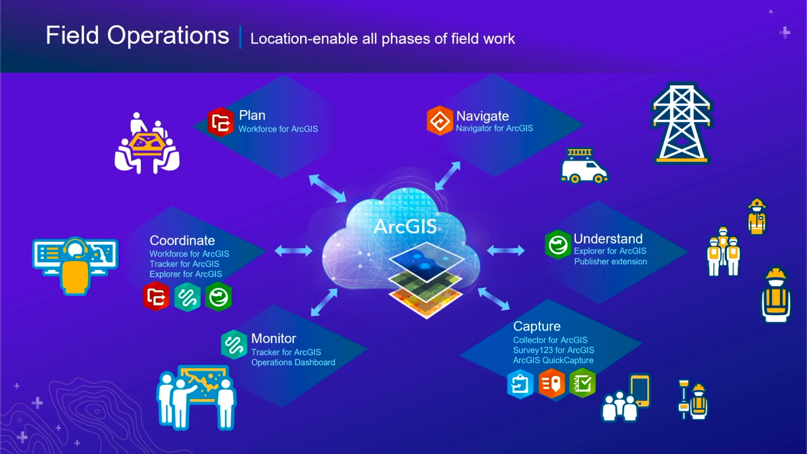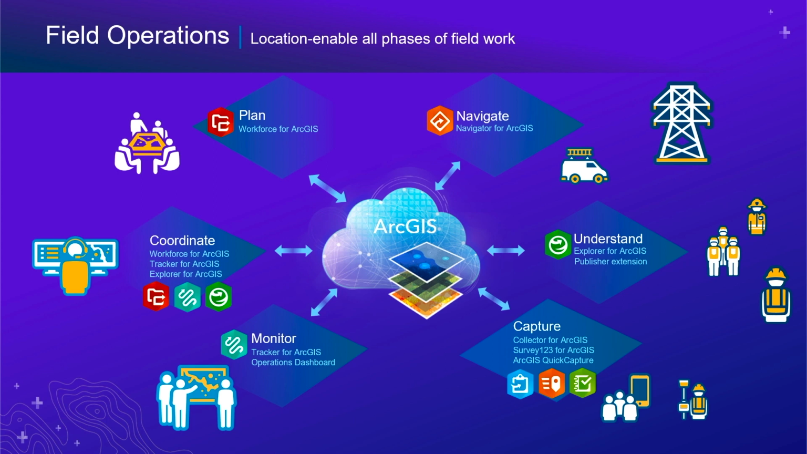Moving around to the monitor phase, again, when you want to track your mobile workers, you would want them to install Tracker for ArcGIS and turn that tracking on. And so once they turn that on, back in the office, you can use something like Operations Dashboard to see the real-time locations of those people. You can also see summaries of any of the data that's been captured using Collector, or Survey123, or QuickCapture. You can also see the status of work that's been done in Workforce for ArcGIS.